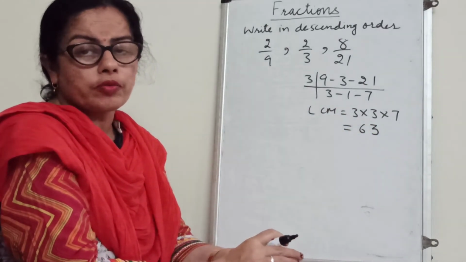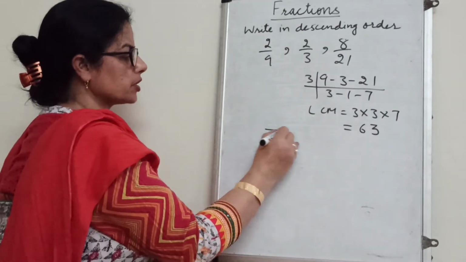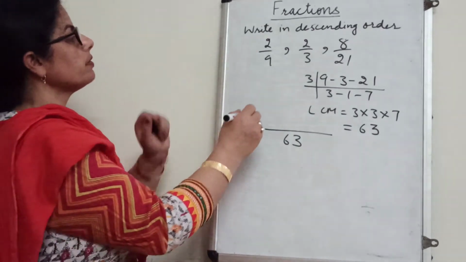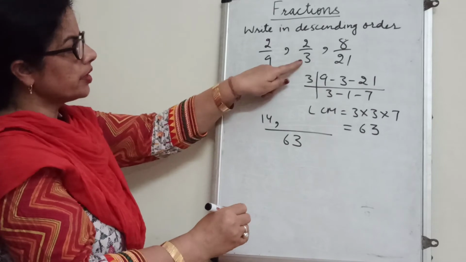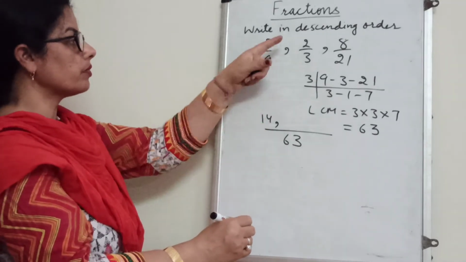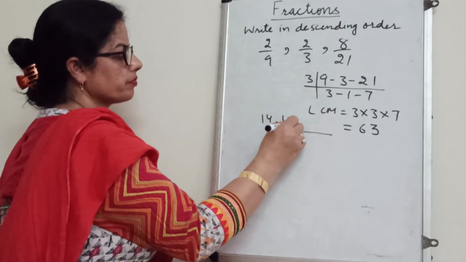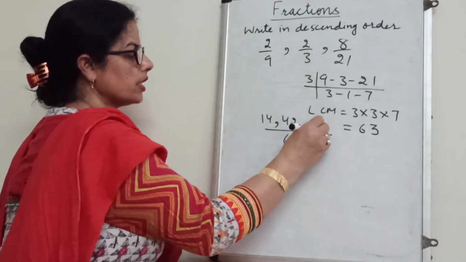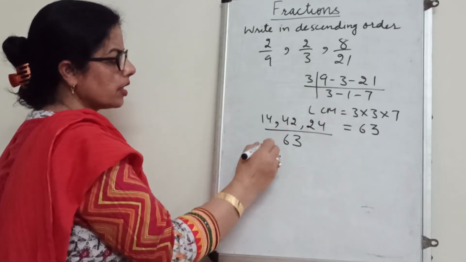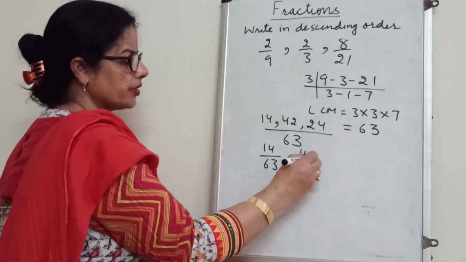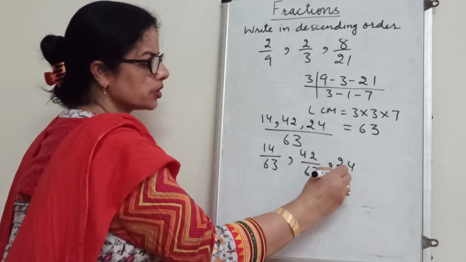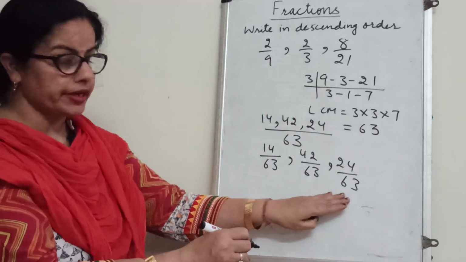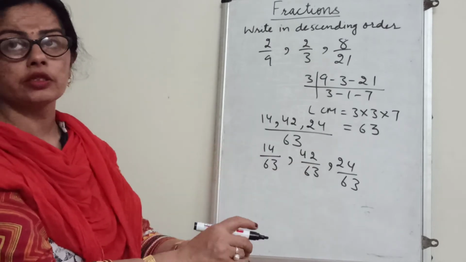Means we will make the denominator 63 here. LCM will be 63. In the table of 9, 63 comes at 7. 7 2s are 14. In the table of 3, 63 comes at 21. 21 2s are 42. In the table of 21, 63 comes at 3. 3 8s are 24. So what will be the fractions now? 14 by 63, 42 by 63, 24 by 63. Now the fractions are the same, only we have made the denominator the same. That's why there is a change in the numerator.